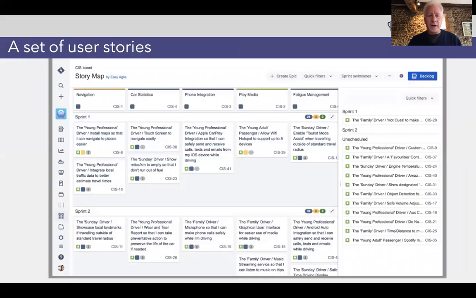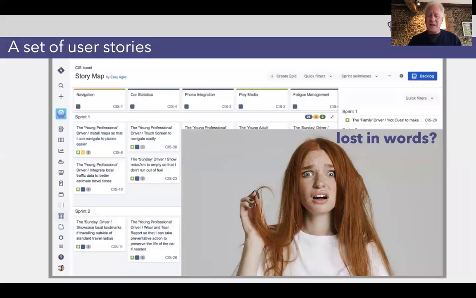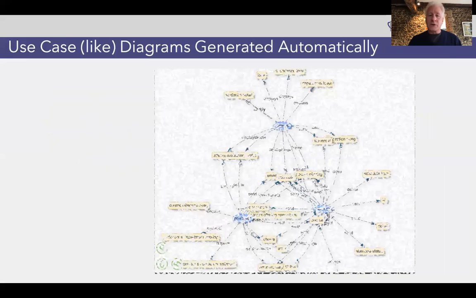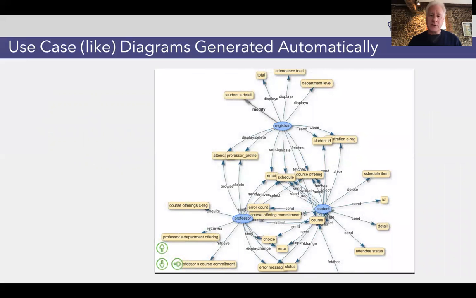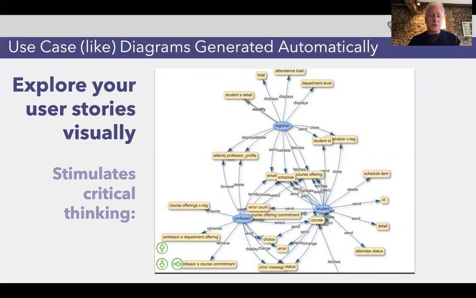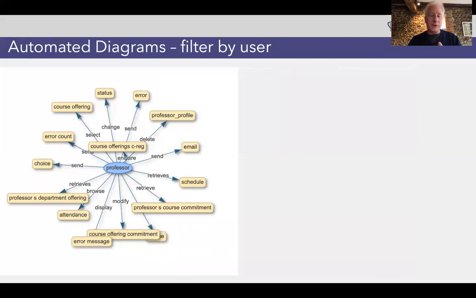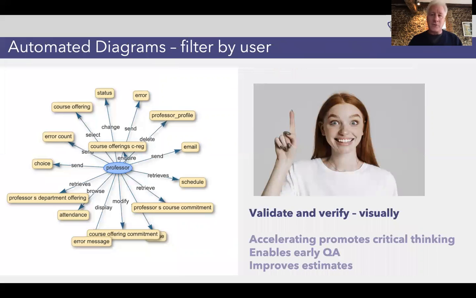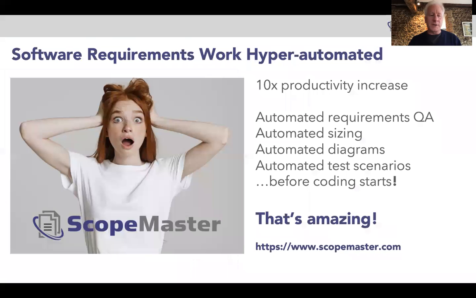Now, you'll all be familiar with various tools for storing user stories. In this case, we see a set of stories in Jira, and it's really easy to get quite lost in the words here. ScopeMaster, knowing the functionality that's described in each story, is able to bring all this together and generate really insightful diagrams that stimulate critical thinking. And for those of you who are inclined to look at things visually, this is extremely helpful. You can slice it and dice it in different ways, cut it down by user, and then use this to validate that you have the right requirements against that user's profile in the first place. So it really does accelerate QA work and helps you get to a better set of requirements up front.